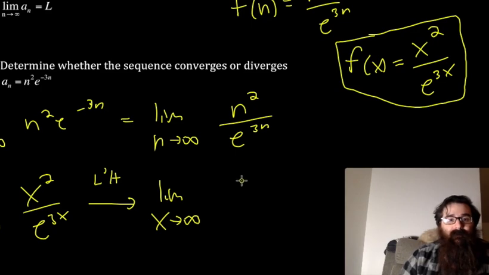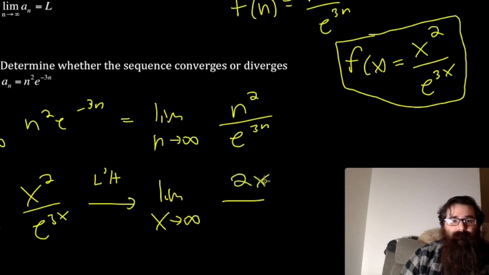Let's take a look at the limit as x goes to infinity of, what is the derivative of the numerator? Derivative of x squared is 2x. What is the derivative of the denominator, e to the 3x? Well, that's going to be chain rule. I get e to the 3x, my outer derivative, times inner derivative 3.